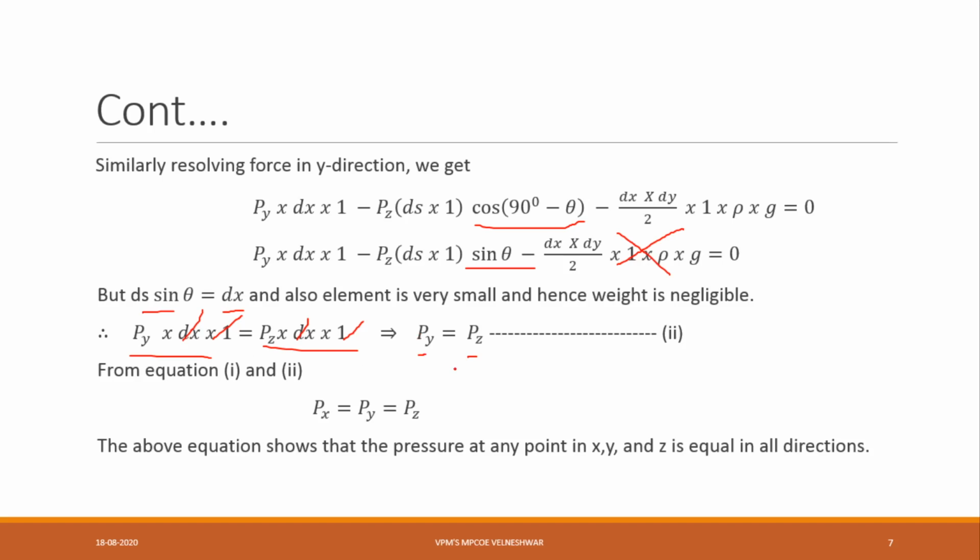Now by comparing equations 1 and 2, Px is equal to Py is equal to Pz. That is, pressure in x direction is equal to pressure in y direction is equal to pressure in z direction. Whenever you are solving a numerical, we can take this blindly, because what Pascal's law says is, when the object is at rest, we can take that in all directions the pressure will be equal. That is, Px is equal to Py is equal to Pz. This will be helpful in our numericals.